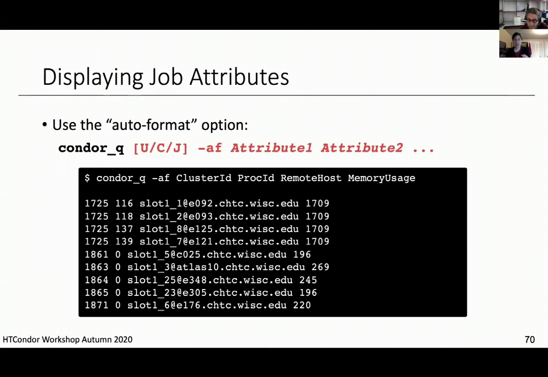You can then, for a group of jobs selected either via your username or a cluster or something else, print out attributes of your choice using the auto format option. Shown here is -af, and then a list of attributes. This is a really nice way to get a summary of information about jobs that are in the queue, and it addresses the question of how to summarize what's happening over a group of jobs.